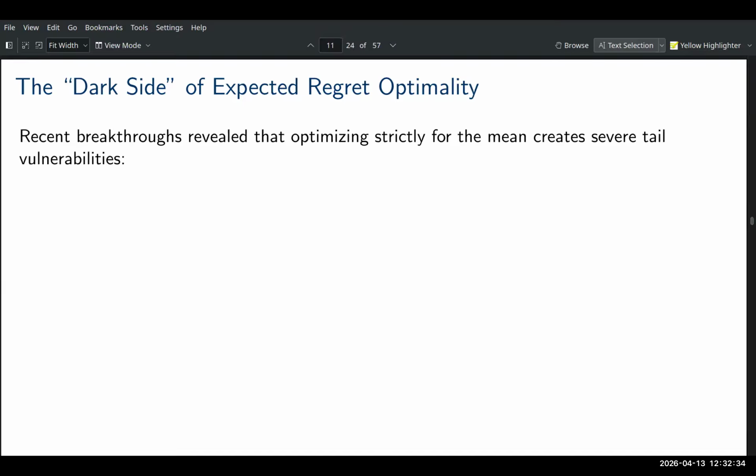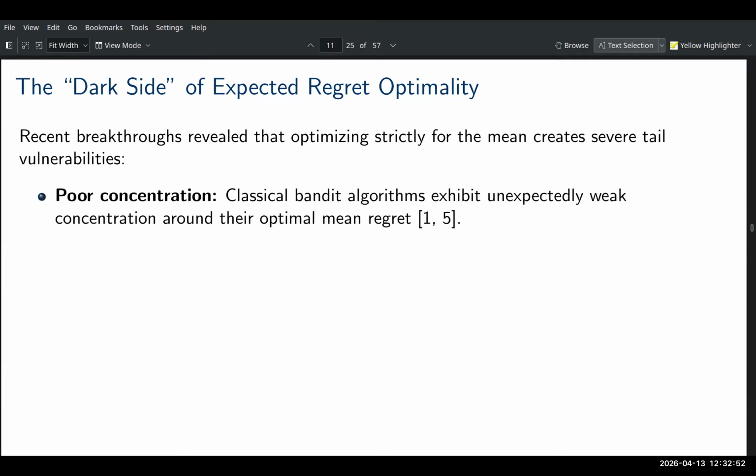So we have a 2024 paper and 2022 papers. These are the main papers with theoretical proof that if you go for the optimal arm, you will have bad tail behavior. First, there are papers from 2009 and 2012. They show that good algorithms have bad concentration. You have a good expected regret, but the concentration is bad.